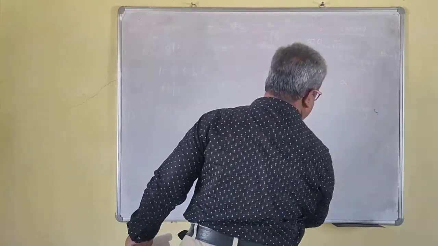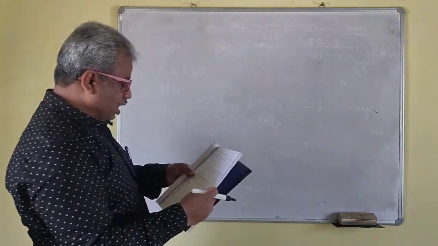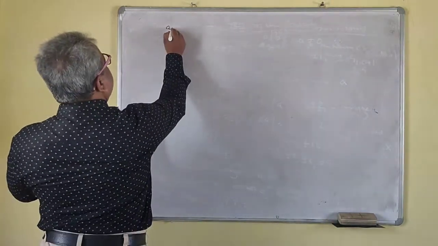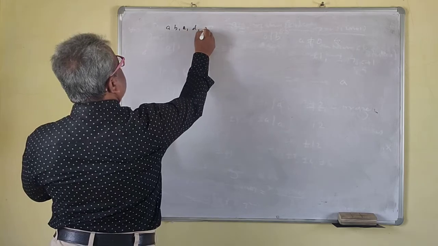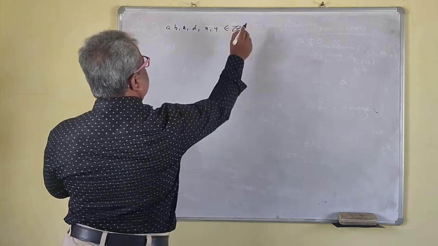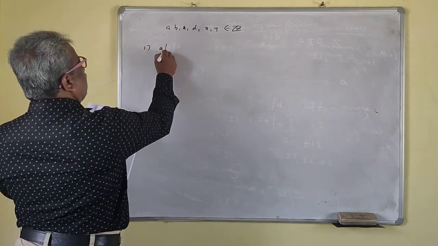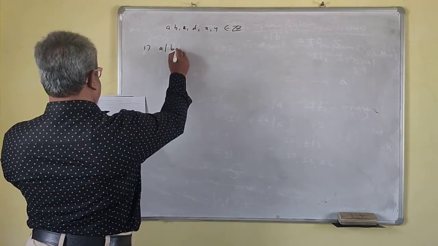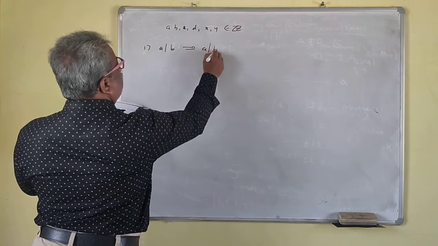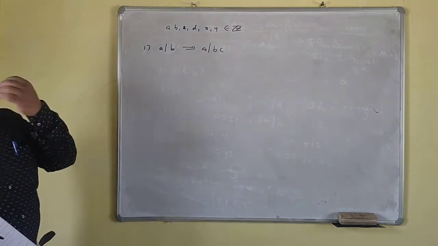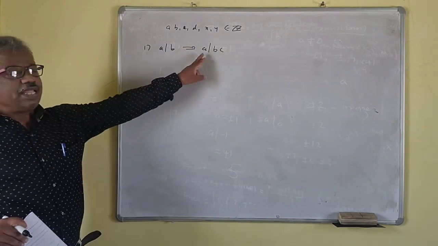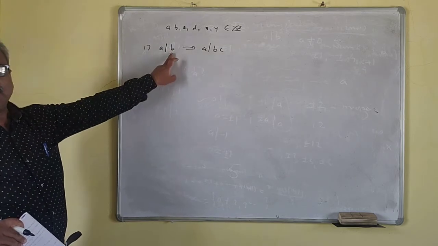Now we'll go to some properties of this. That is a very important thing. A, B, C, D, X, Y are all integers. The first property: A divides B implies that A divides BC. You can multiply by anything.